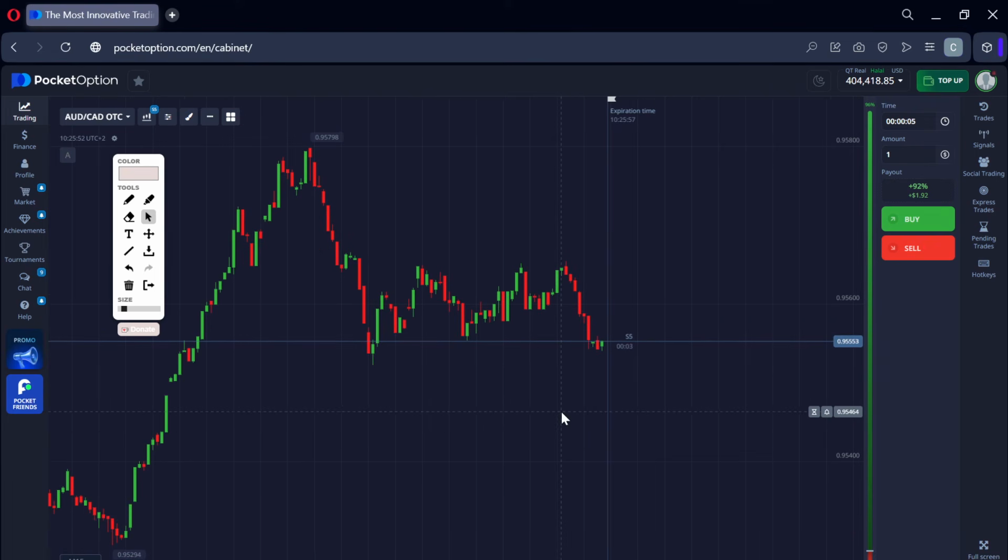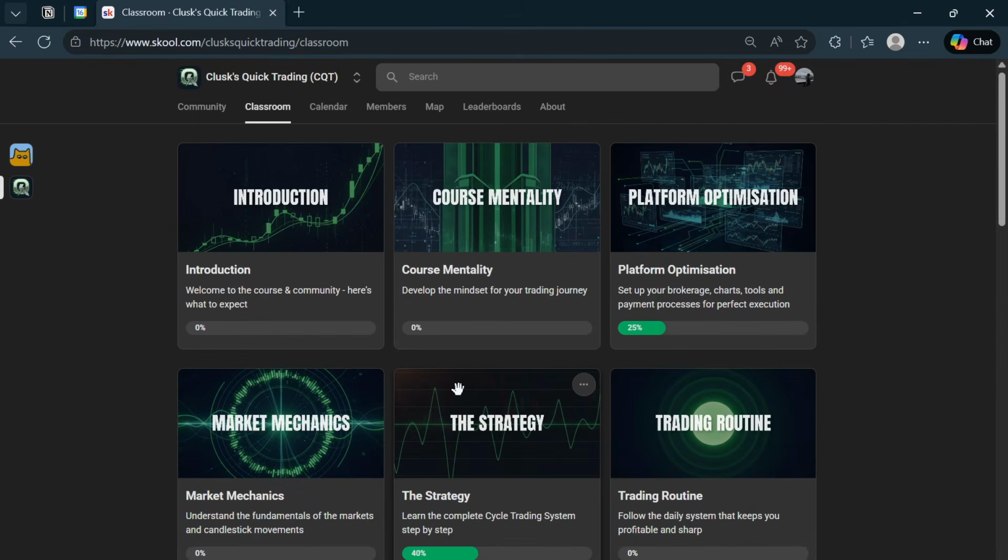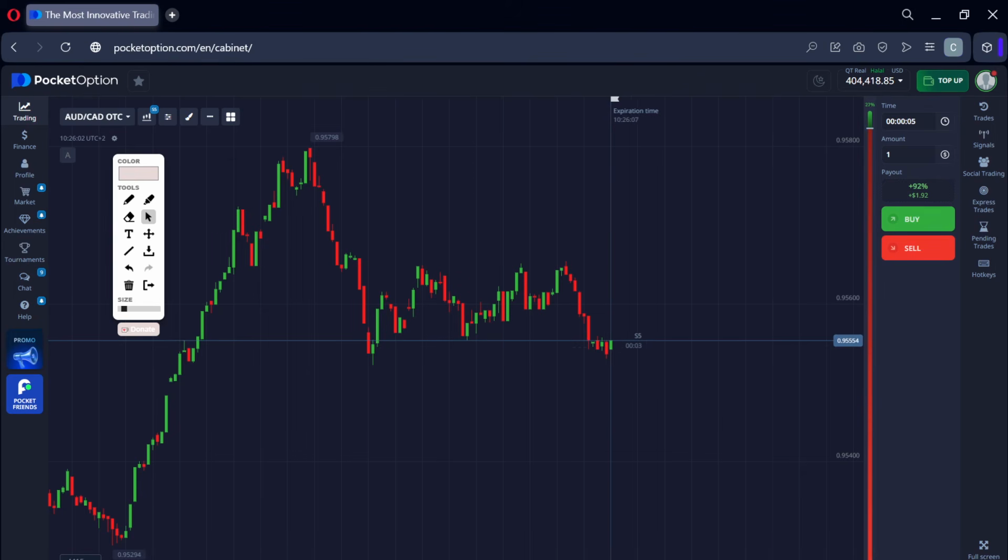Now let's break down everything that goes on inside of the trading community. So here, obviously, it's for quick trading. So what I've just broken down, we obviously have more advanced strategies. These are literally just the fundamentals and the very basic stuff as to how quick trading works.